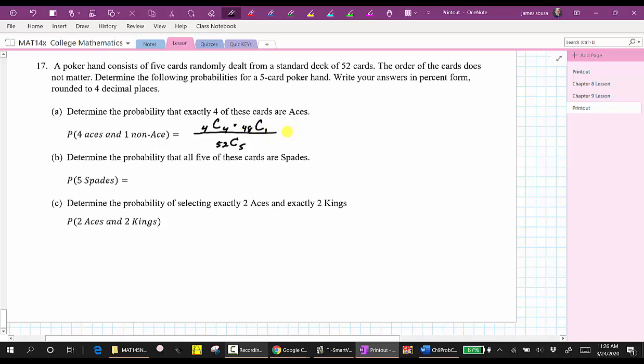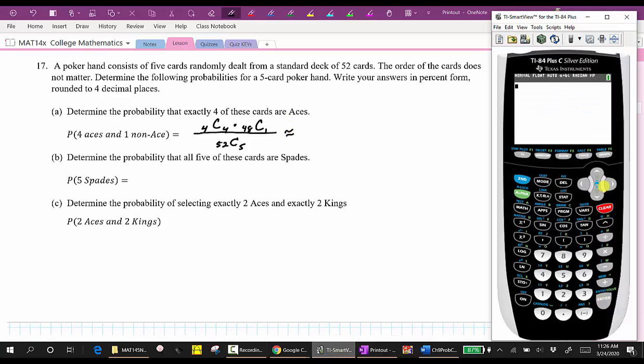And now to evaluate this on the TI-84. We do need the numerator in parentheses. We have open parenthesis, math, probability, option 3 for combination, 4, right arrow, times 48, math, probability, combination, which is 3, r is 1, right arrow, close parenthesis, divided by 52 choose 5.